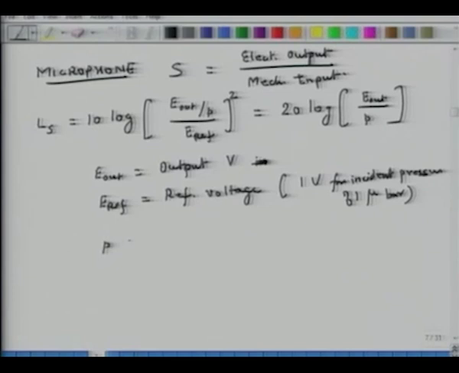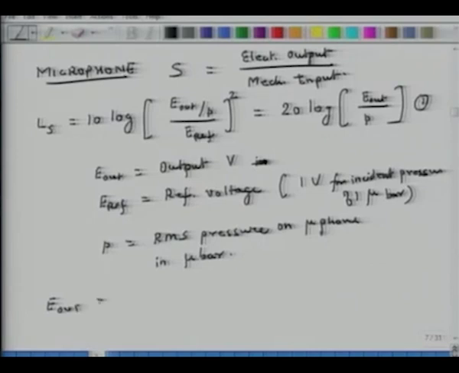And then P is RMS pressure. It is not peak pressure. RMS pressure on the microphone, in microbars. So it's not in pascals, but it is in microbars. From this relation, I get E out equals pressure times 10 to the power of Ls divided by 20.